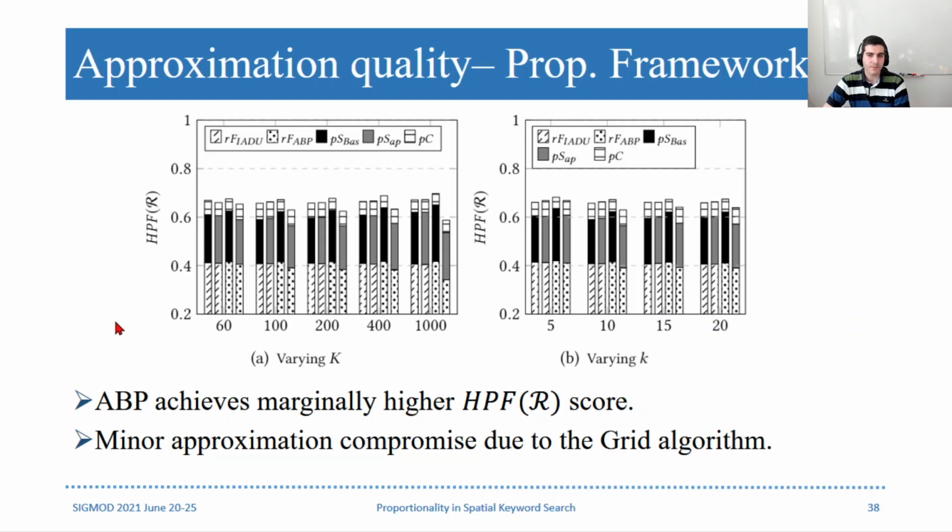Given that our optimized framework involves an approximation of the spatial proportionality score, we also test the effect of this approximation in the retrieval framework as a whole. Thus, we compare the holistic proportionality scores achieved by the optimized framework compared to the baseline one. The approximation compromise due to the grid algorithm is minor, with values of 0.8% for EADU and 6.6% for ABP for the default settings.